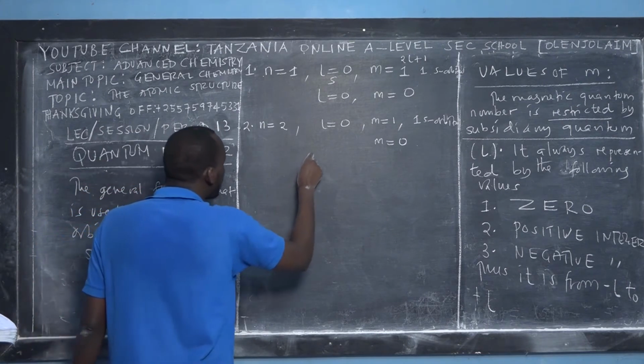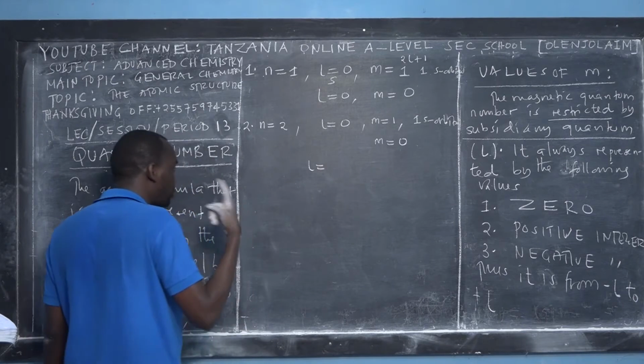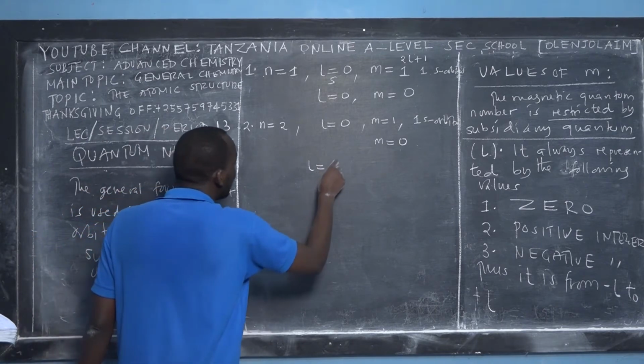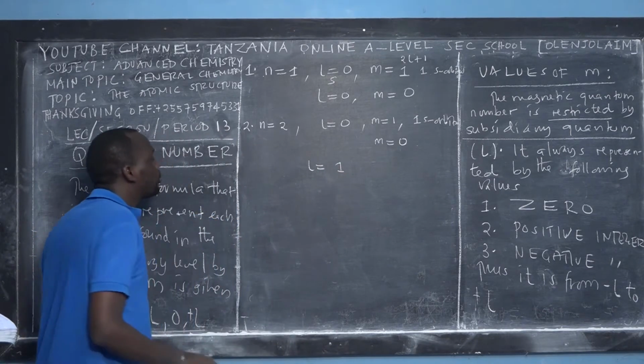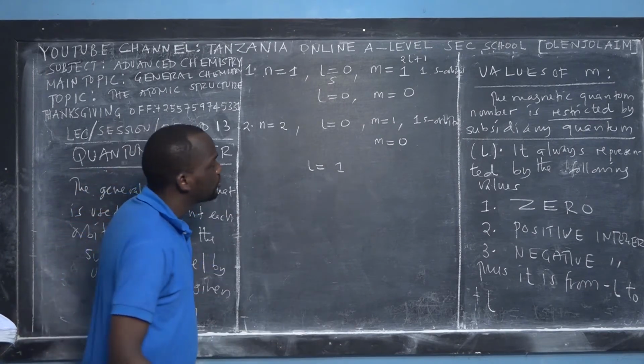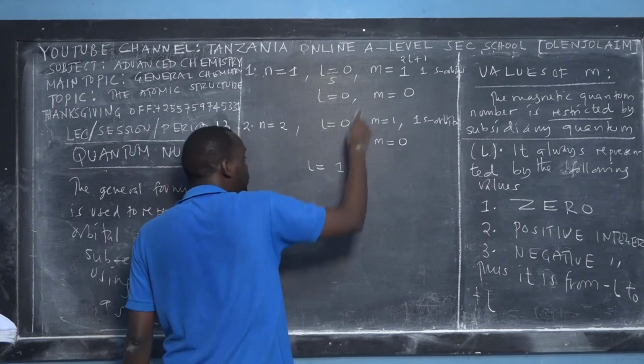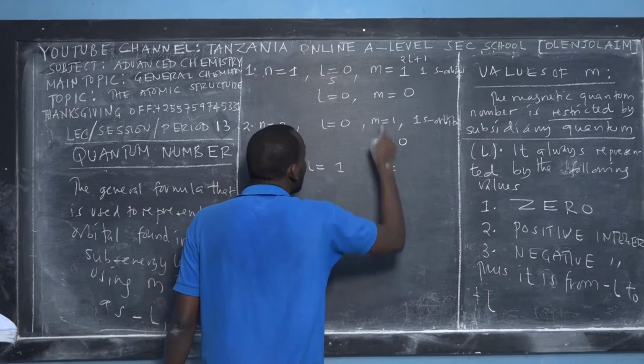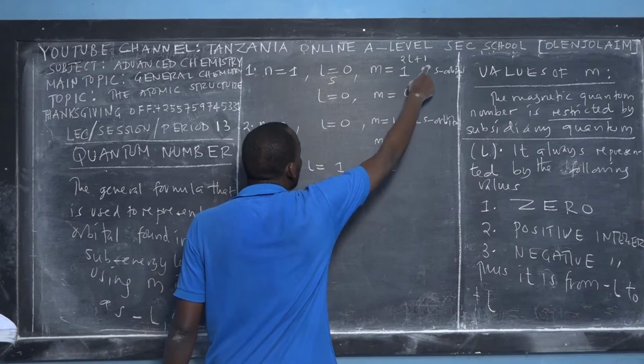Again, the second value, which I am very interested in, is L is equal to 1. When we take 2 minus 1, we get L is equal to 1, right? So in this one, by using this formula, if you substitute L is equal to 1, we get 2 times 1 is 2, plus 1 is 3.